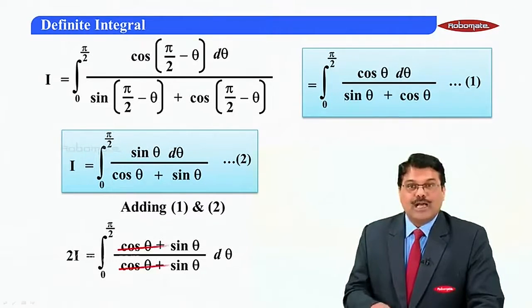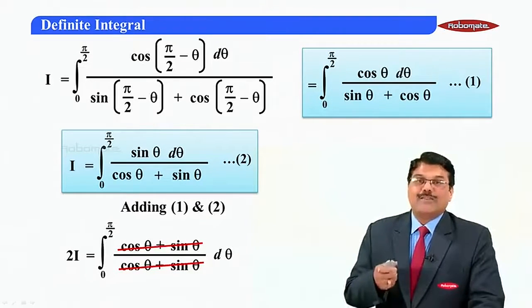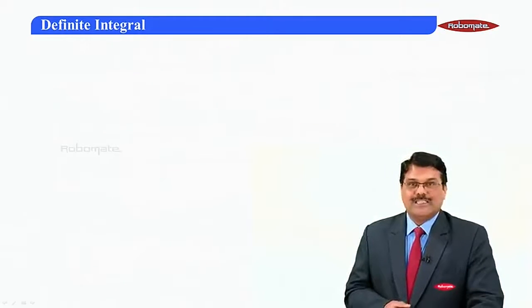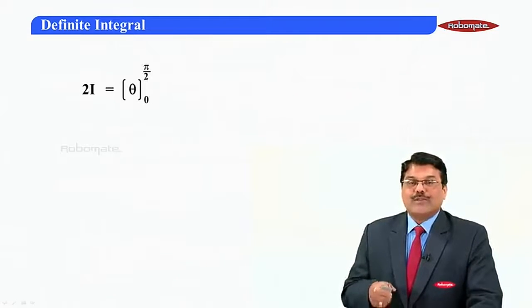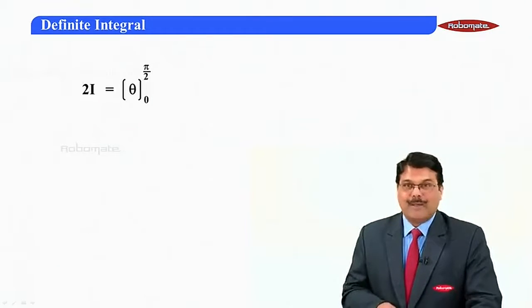Now look at that. Numerator and denominator both are same, so both will get cancelled. And the remaining term will be now 1 with respect to d theta, right? So the next step will be 2I is equal to integration of 1 with respect to d theta. That becomes theta goes from 0 to pi by 2.